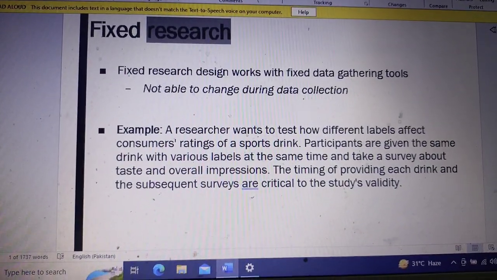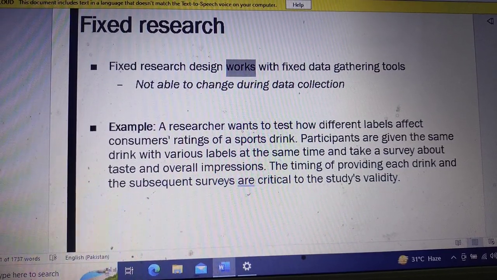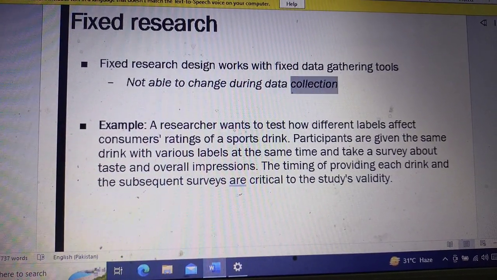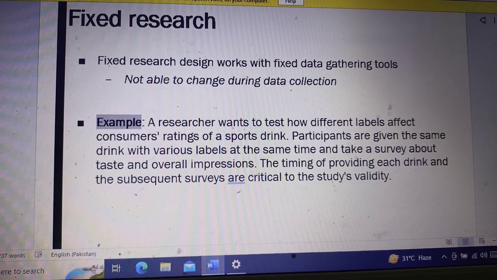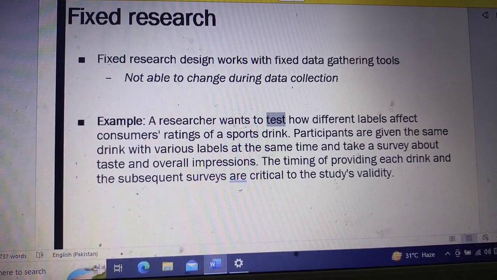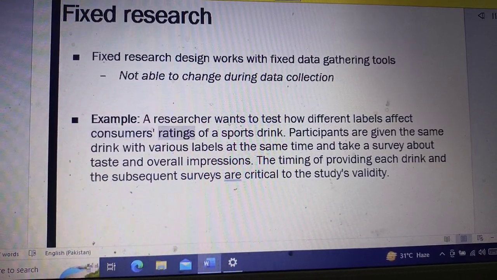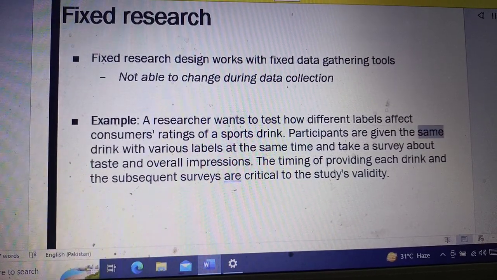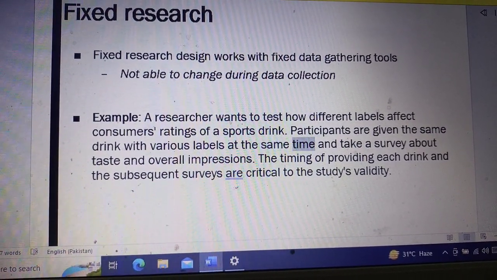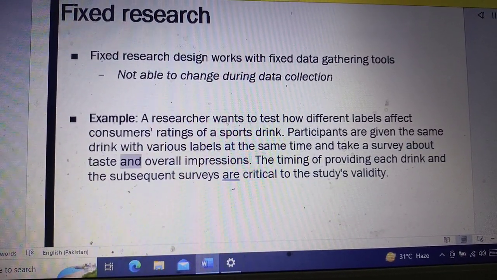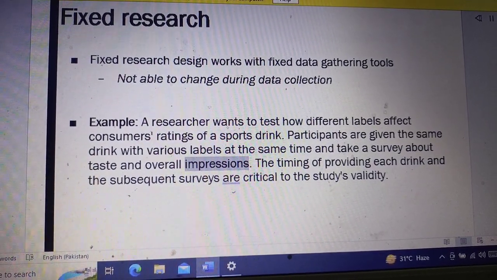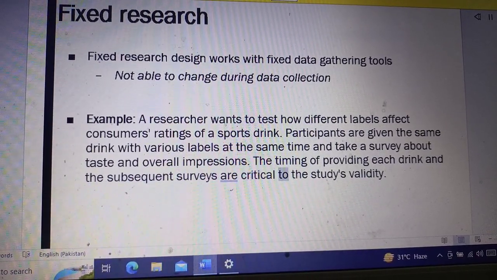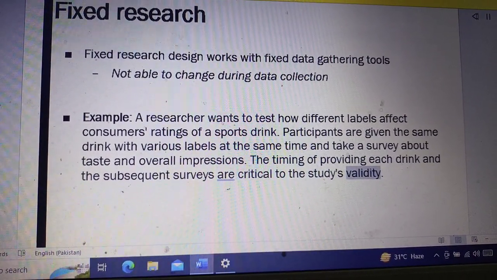Fixed research. Fixed research design works with fixed data gathering tools, not able to change during data collection. Example, a researcher wants to test how different labels affect consumers' ratings of a sports drink. Participants are given the same drink with various labels at the same time and take a survey about taste and overall impressions. The timing of providing each drink and the subsequent surveys are critical to the study's validity.